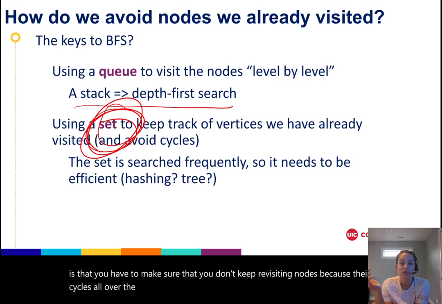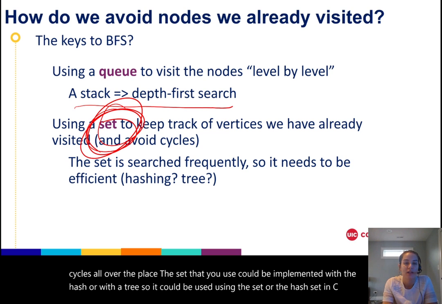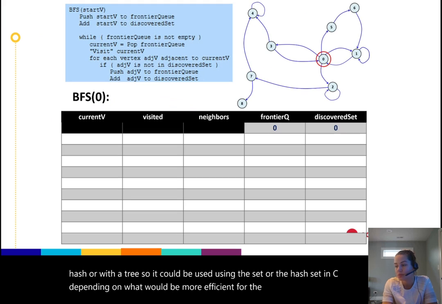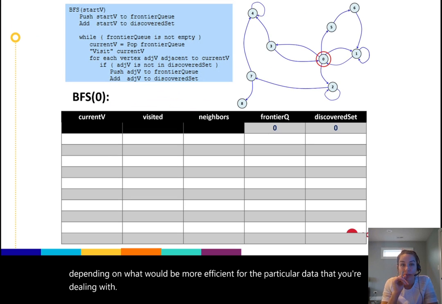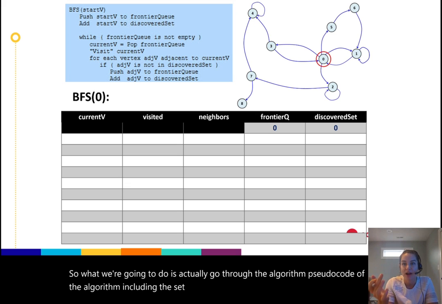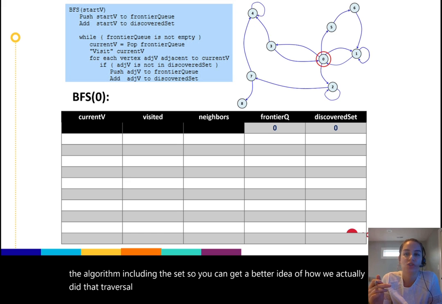The set that you use could be implemented with a hash or with a tree, so it could be the set or the hash set in C++, depending on what would be more efficient for the particular data that you're dealing with. So what we're going to do is go through the pseudocode of the algorithm, including the set, so you can get a better idea of how we actually did that traversal using breadth first search that I showed you with the radial lines.